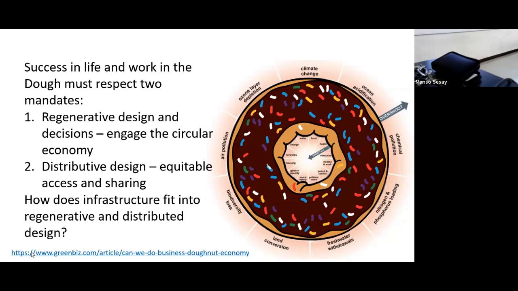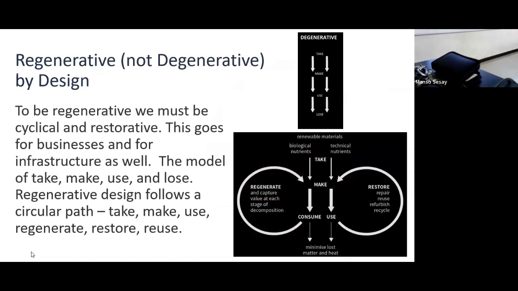So this affects the kind of infrastructure system that you would build. So regenerative, not degenerative. We don't have the take, make, use, lose. We take, make, we regenerate, we restore. So the question for an infrastructure can be, after a water line becomes too small, what do you do with it? Well, we leave it in the ground and walk away from it and say bye, right? We build another one. What can we do instead of that? Can we think about ways of actually making our infrastructure regenerative so that we can reuse it?